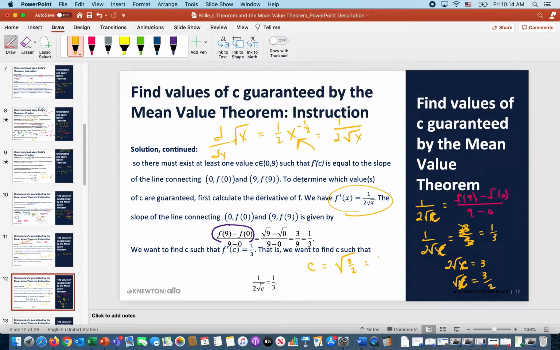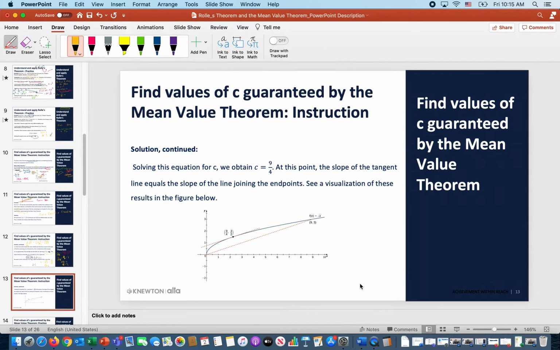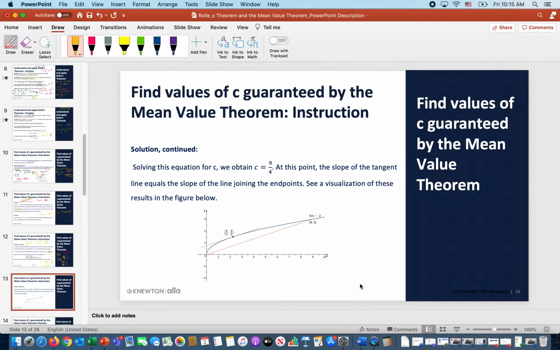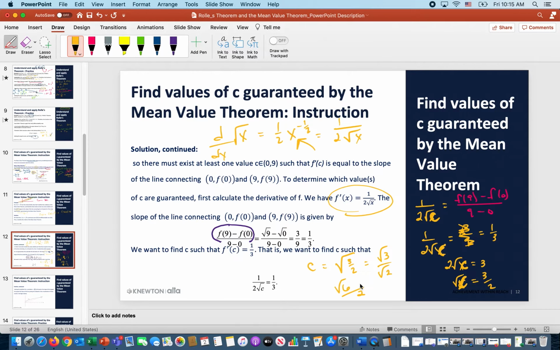Now, we're probably not going to like how that's written. There's some algebra that goes on right here. So we would call that the square root of 6/2. Let's see. So they're getting c is 9/4.